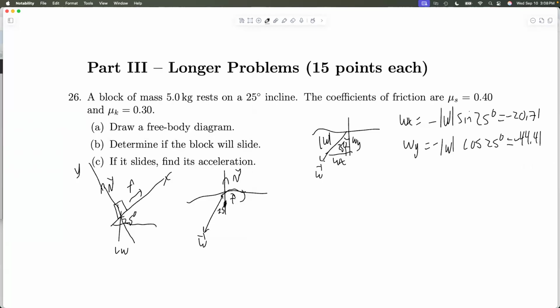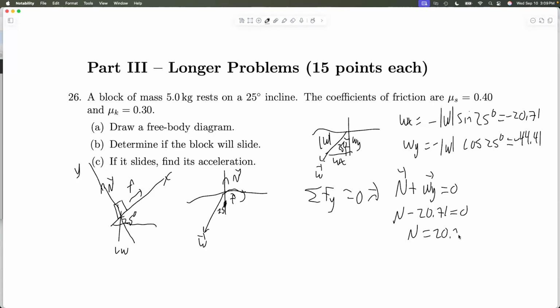Okay. My normal vector points up, friction points over here. Sum of the forces in the y direction, remember that my y direction points along the normal vector, must equal 0. So that implies the normal vector plus Wy, which is a negative, must equal 0. So the normal vector is the opposite of that. Or we can just say, like here, magnitude of normal vector minus 20.71 equals 0. So the normal vector is 20.71 newtons.